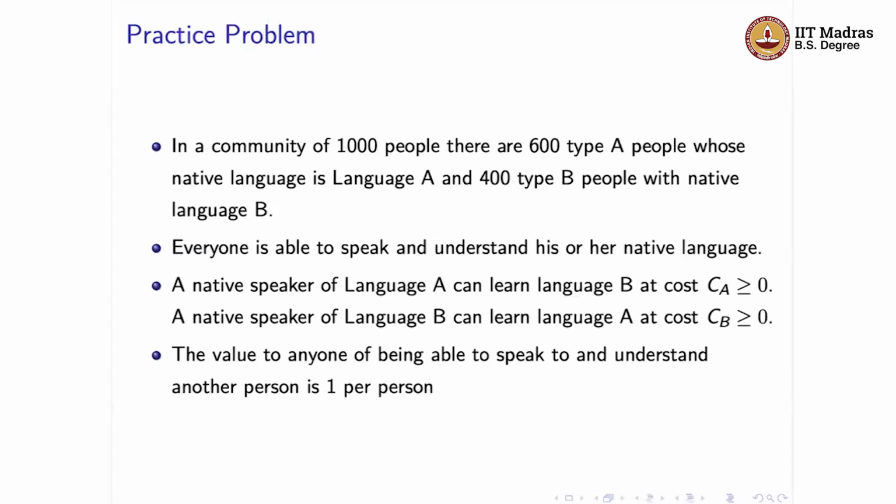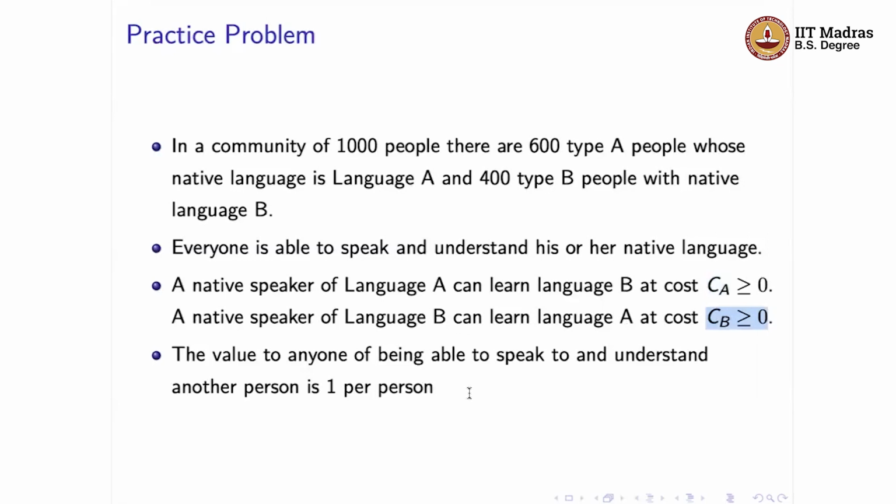Okay. So initially, we are talking about a situation where everyone is able to speak and understand his or her native language. A native speaker of language A can learn language B at a personal cost of CA, which is greater than or equal to 0. And a native speaker of language B can learn language A at a cost CB greater than or equal to 0. Okay. And the value of anyone being able to speak to and understand another person is 1 per person. And this includes the value of understanding oneself as well.